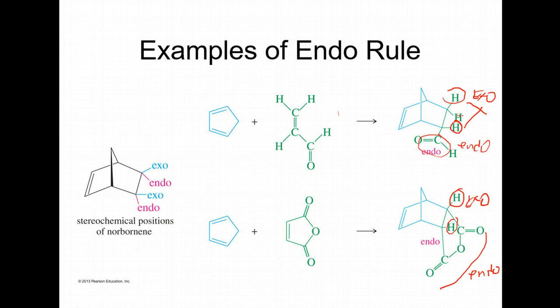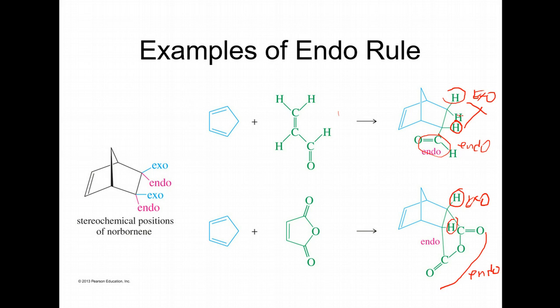Okay. Now there is a way to actually alter this if you wanted to. If you wanted to get more exo product, there are ways, by cooling down the reactions and adding a catalyst and things like that. We're not going to go over that in this class, but in case you're curious, there are ways to get the exo products. But the endo is the favored product.